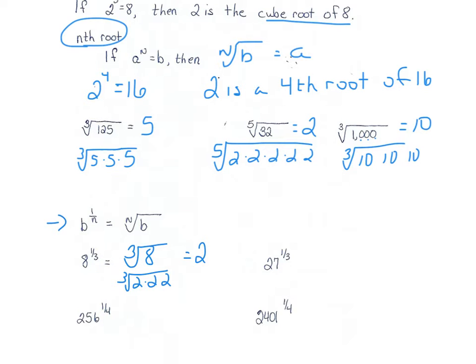I could rewrite 27 to the 1/3 power as the cube root of 27. And if you look at the sheet that I had given you at the start, you can see that 3 cubed is 27, so 3 is the cube root of 27.